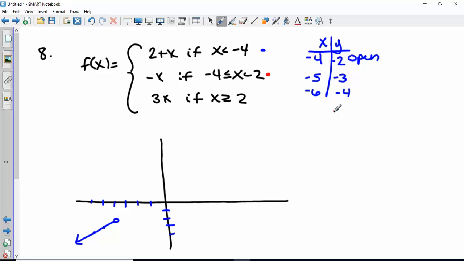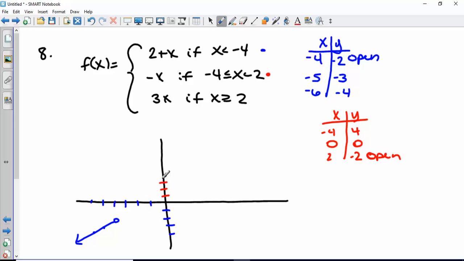For the middle piece, what do we have to plug in? Both numbers. Then you could do something in the middle. The -4 had an equal to, so that one's closed, but the 2 did not, so it will be open. And you get out the opposite of x. So opposite of -4 is +4, opposite of 0 is 0, opposite of 2 is -2.